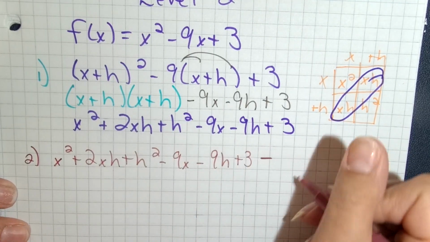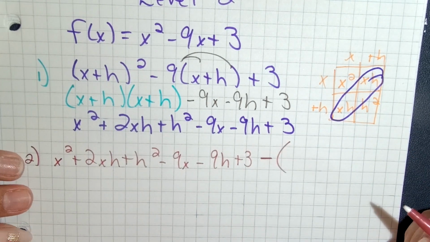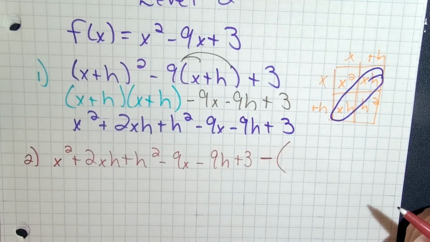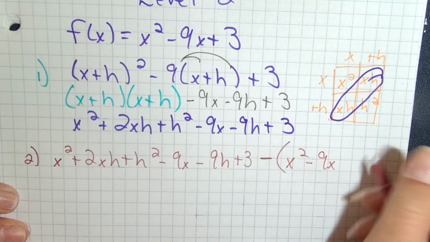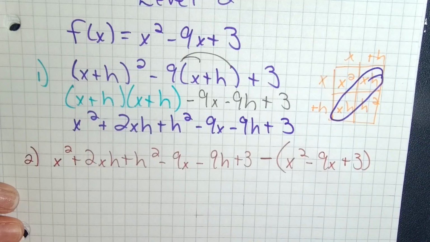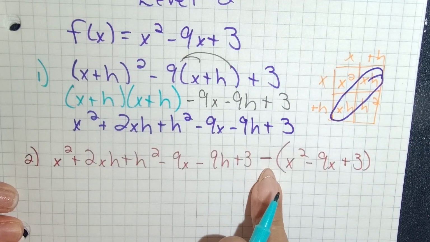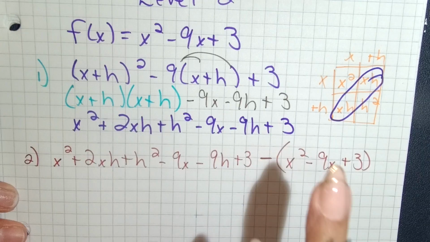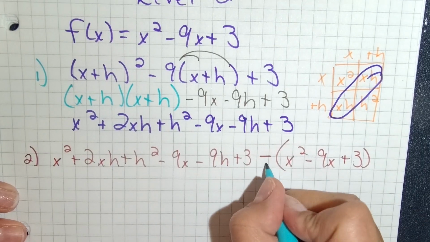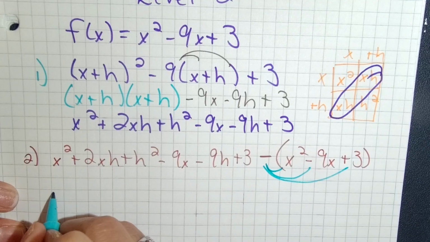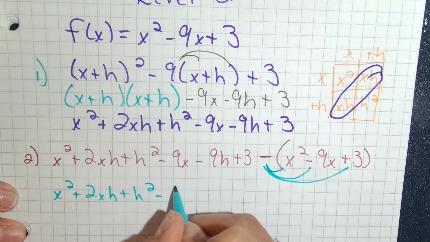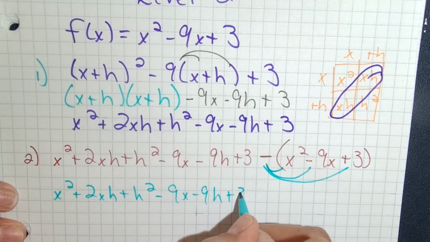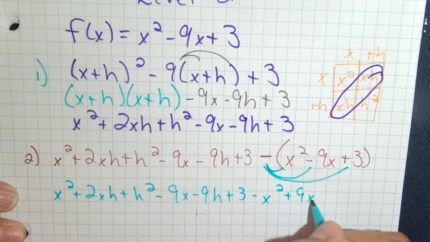Minus, what is f of x? Not a trick question. What's f of x? Remember, f of x is your original equation. What is my original equation? X squared minus 9x plus 3. What do I do to this negative sign? Distribute. Remember, it is like a negative 1. So we have x squared plus 2xh plus h squared minus 9x minus 9h plus 3 minus x squared plus 9x minus 3.